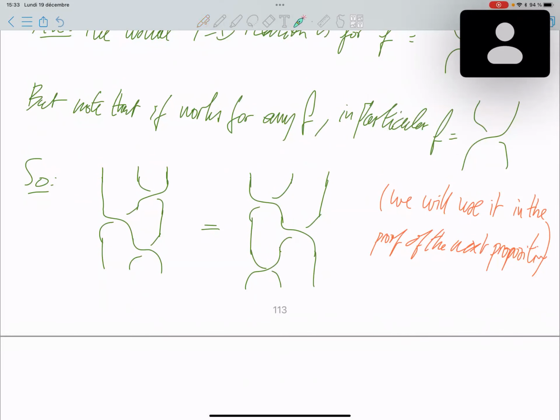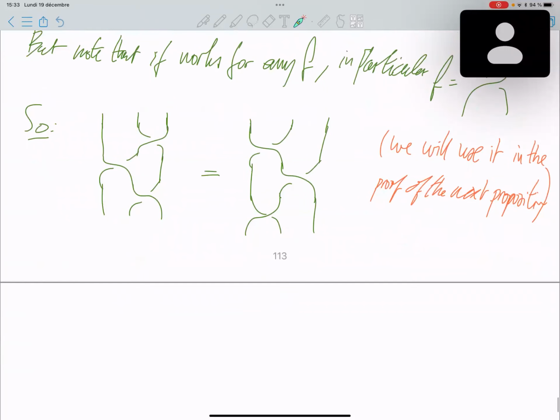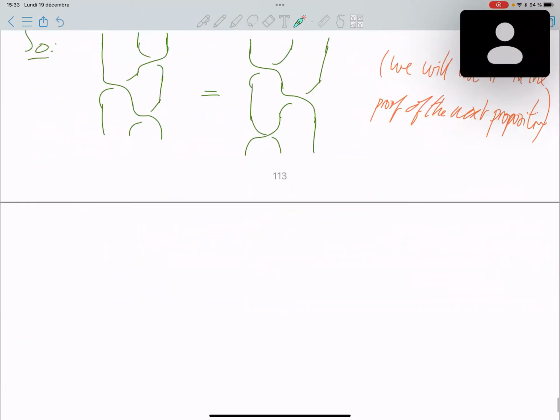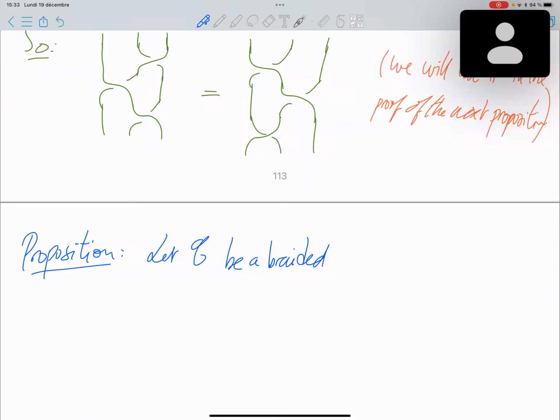So you see this one went there. Okay. So next proposition. It is saying that the Drinfeld morphism, in fact, is a natural isomorphism. So we know that the Drinfeld morphism is a natural transformation, but in fact, it's a natural isomorphism. Proposition. Let C be a braided tensor category.